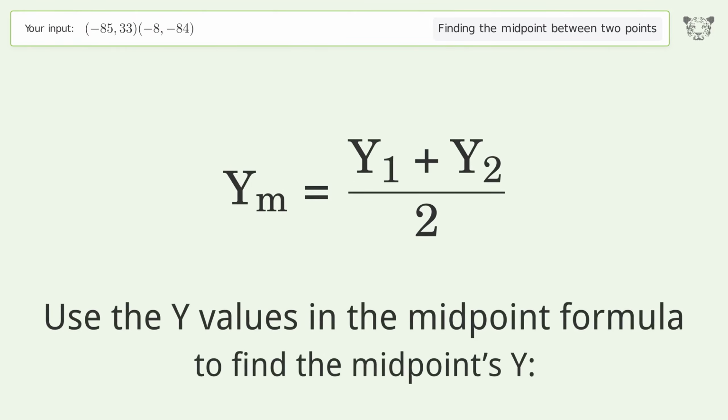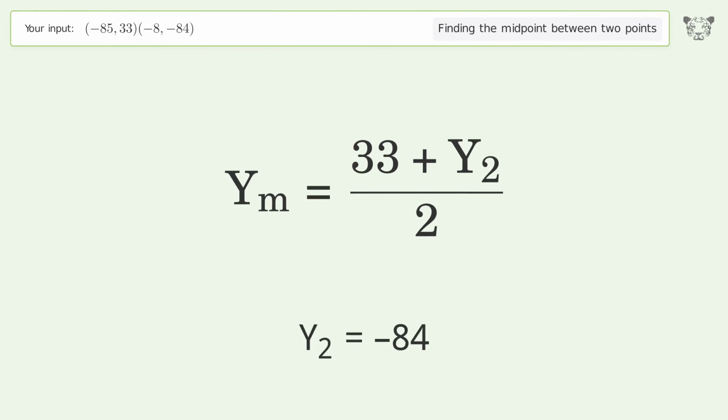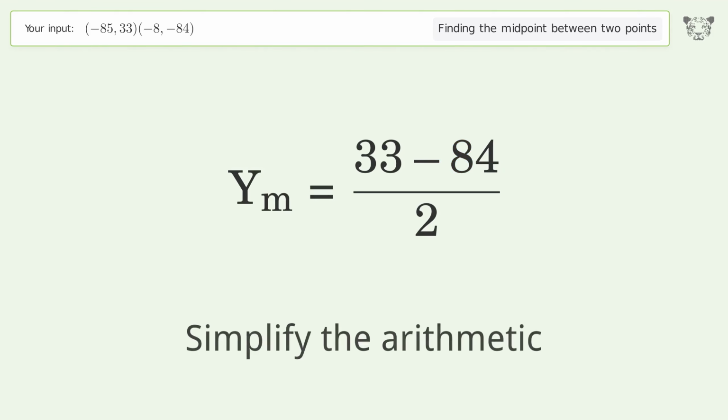Use the y values in the midpoint formula to find the midpoint's y. y1 equals 33. y2 equals -84. Simplify the arithmetic.